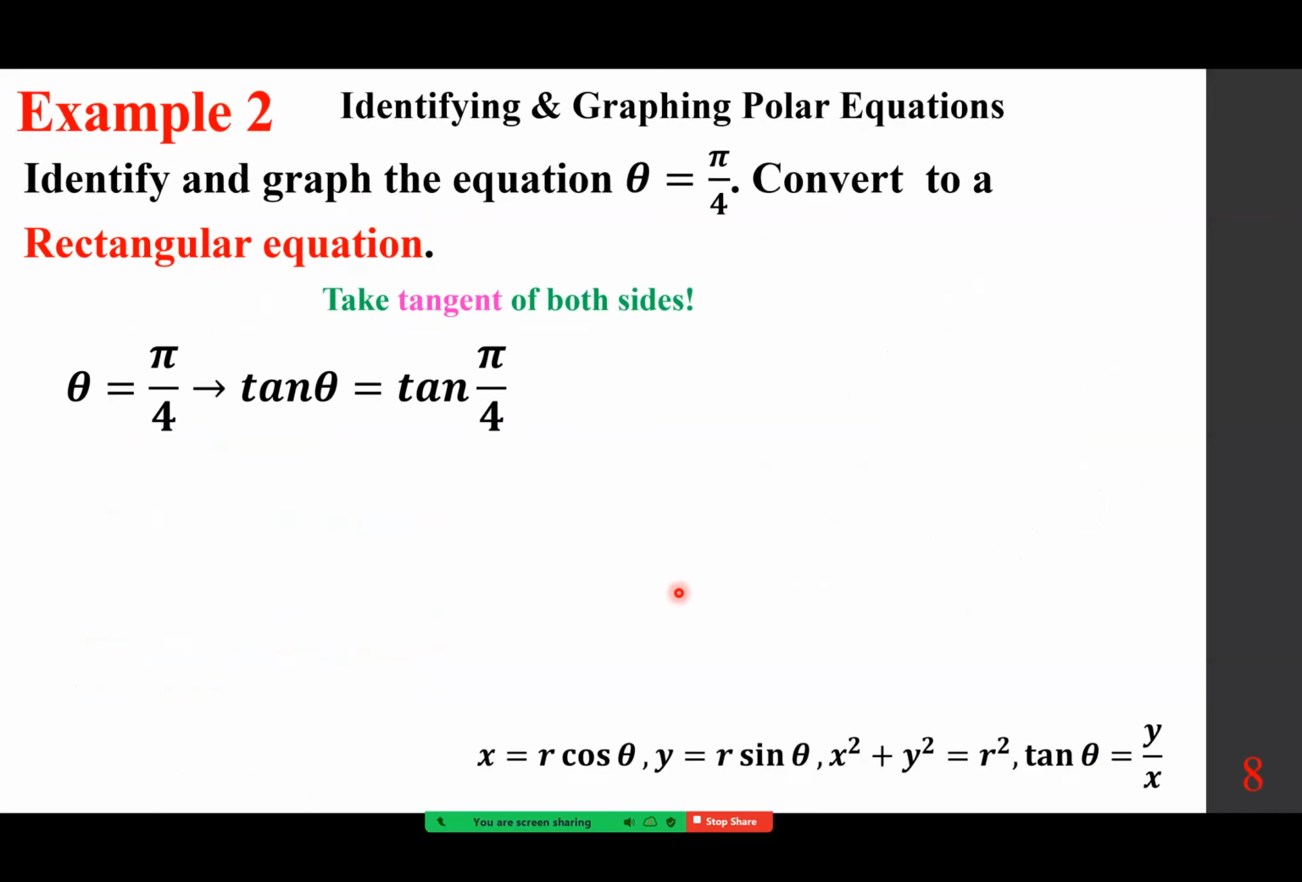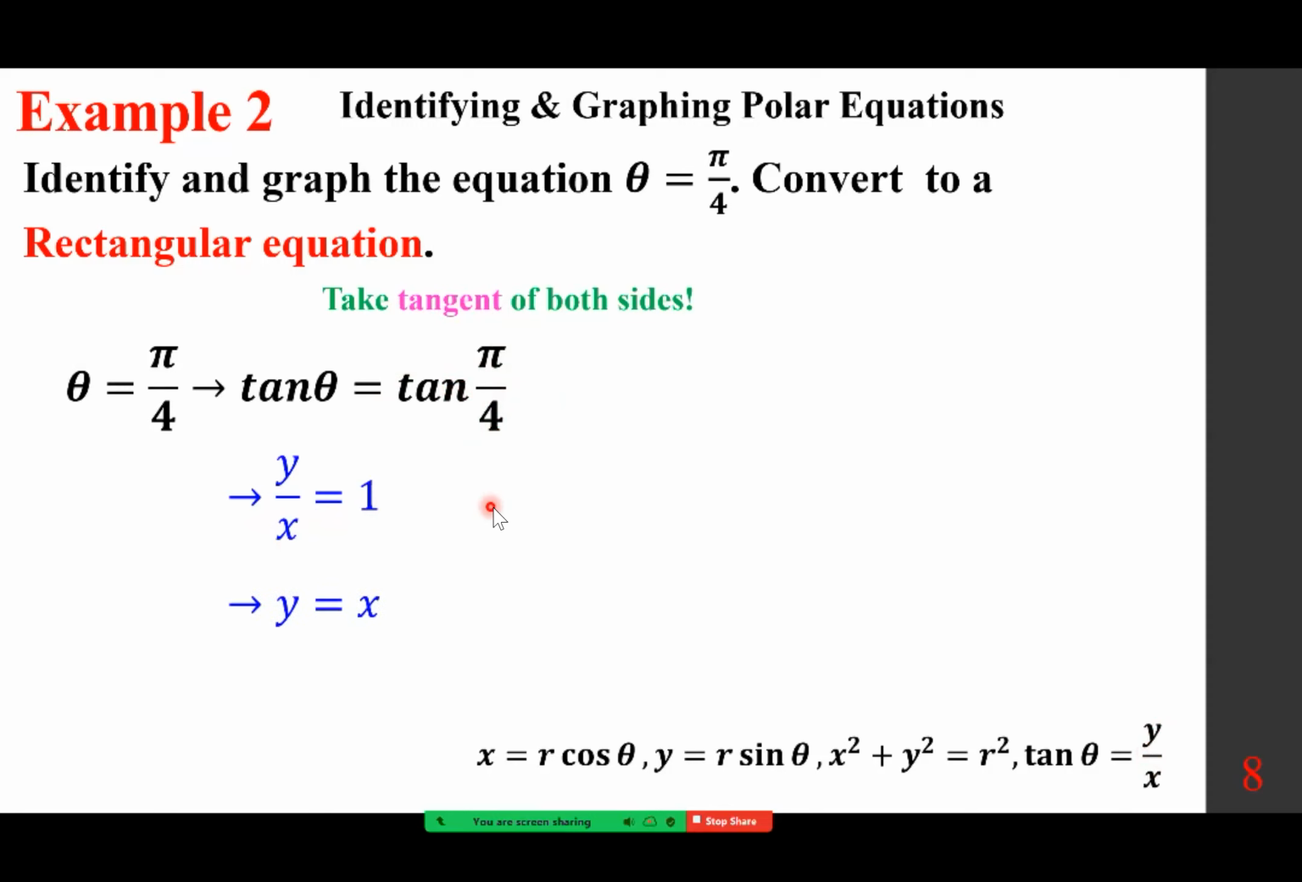Now, what is tan of theta? y over x. What is tan of pi over 4? It's just a number. Even if it's not a common angle, you can use a calculator. This is some number. In this case, of course, it is 1. And of course, the cross product will give you y equals x.